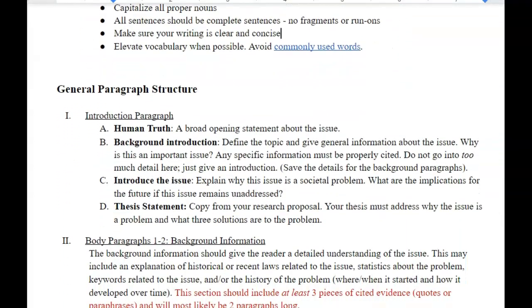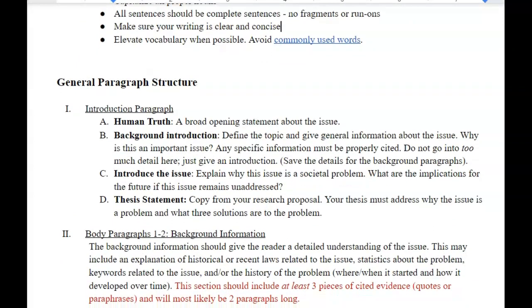Okay, here's your structure. You're going to introduce your paragraph with a human truth, which is a broad opening statement about the issue. You will then move through to the background introduction. You define the topic and give general information about the issue. Why is it an important issue? Any specific information must be properly cited. Do not go into too much detail here.